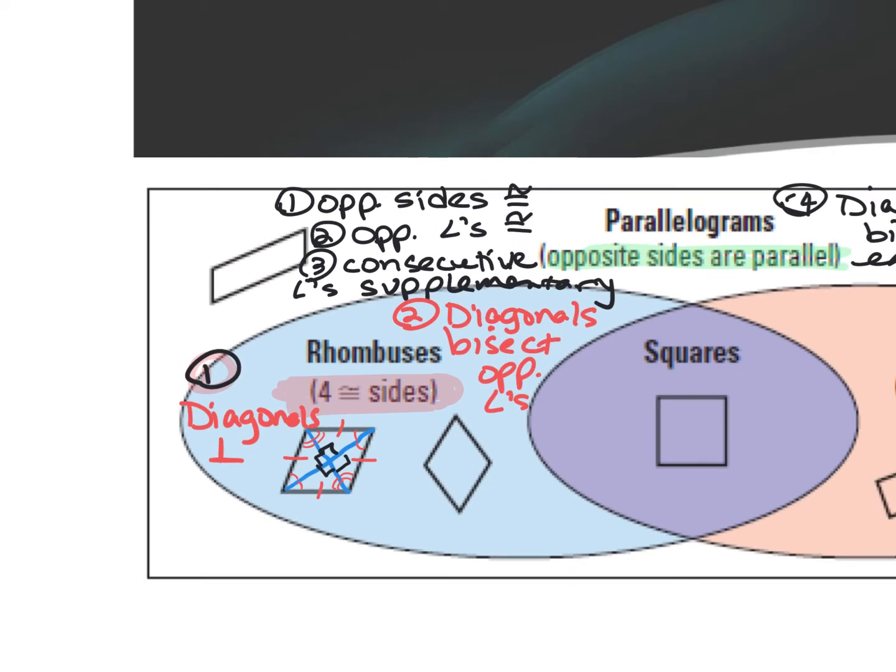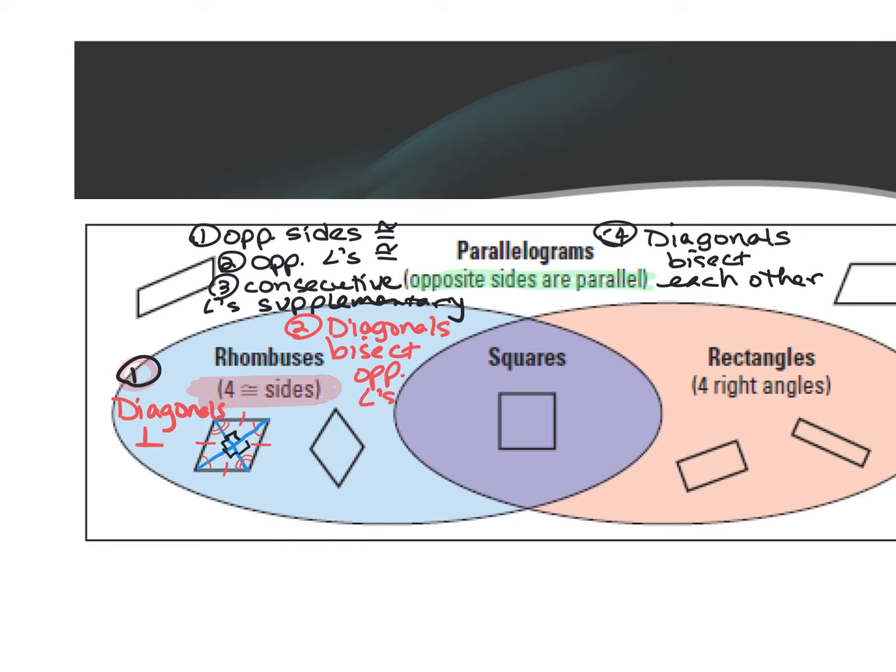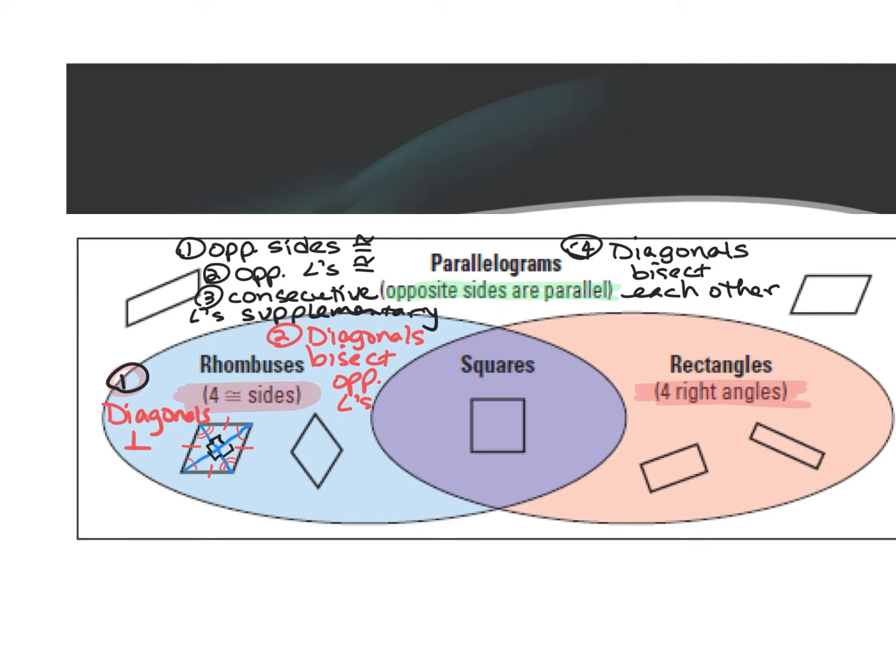Then we're going to look at the rectangle. We just learned that a rectangle needs to have 4 right angles, and it still has all the properties of the parallelogram. And then in addition, we're going to learn on the next slide coming up that the diagonals in a rectangle are congruent.